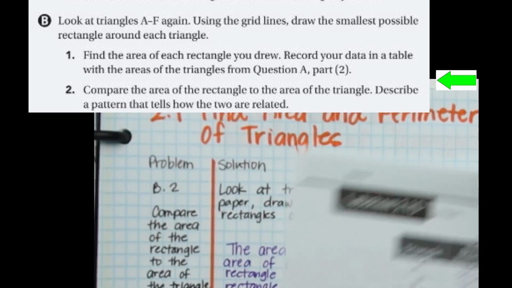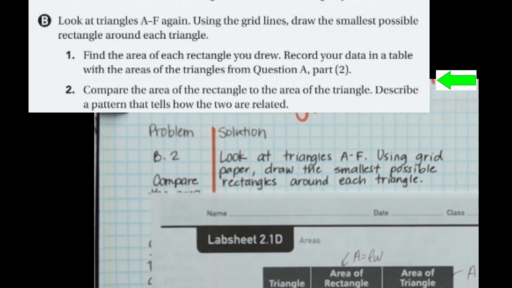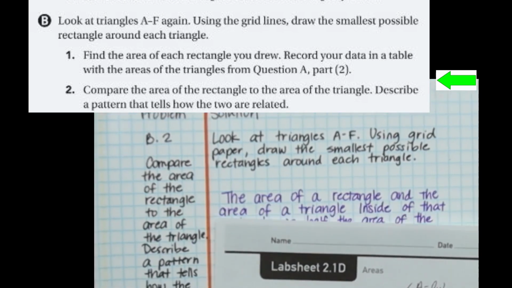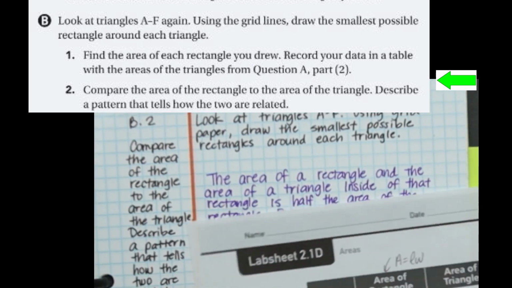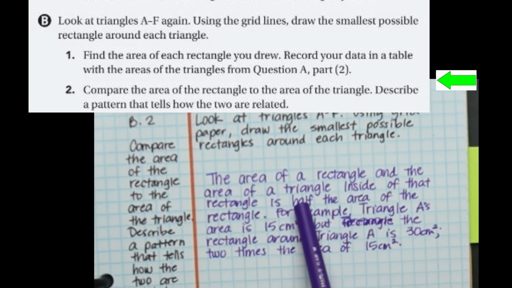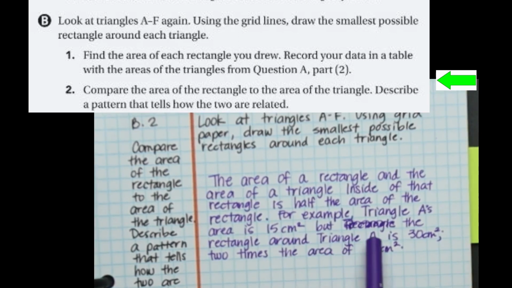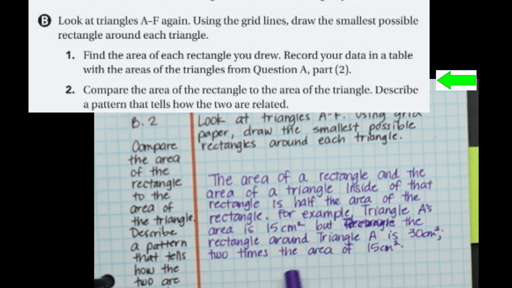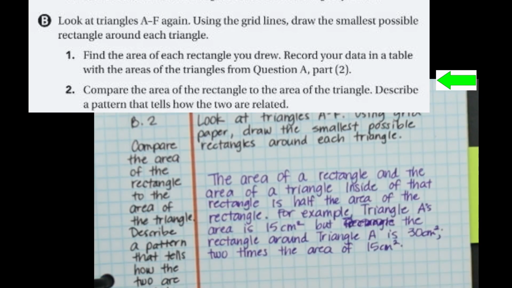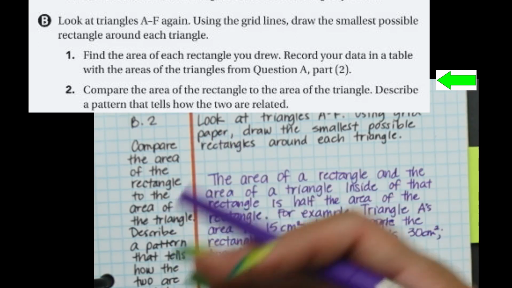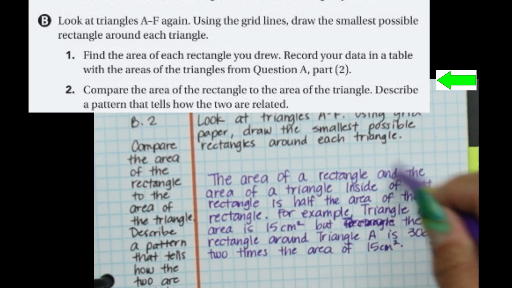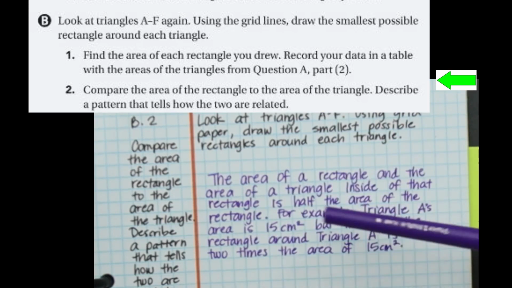So in conclusion, after I looked at triangles A through F, I compared the area of the rectangle to the area of a triangle. The area of a triangle inside of that rectangle is half the area of the rectangle. For example, triangle A's area is 15 centimeters squared, but the rectangle around triangle A is 30 centimeters squared, 2 times the area of 15 centimeters. Everyone will have a different way of responding to it, but that's how I responded to it. I know that there are places where I can be more precise, but this is a draft.